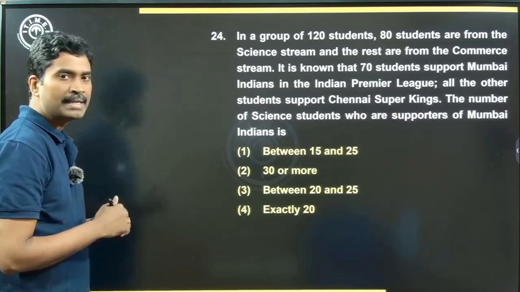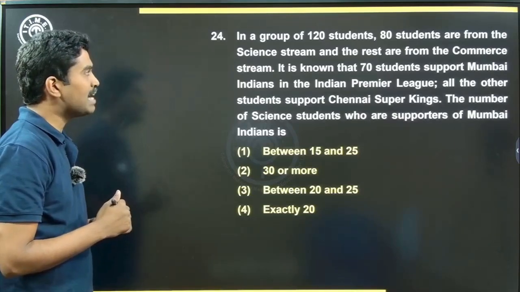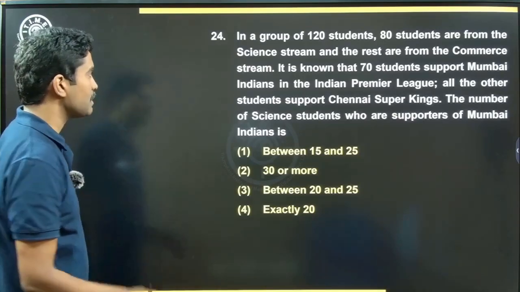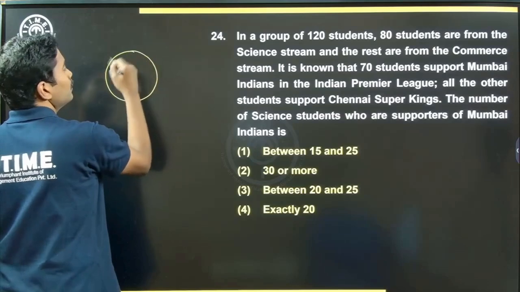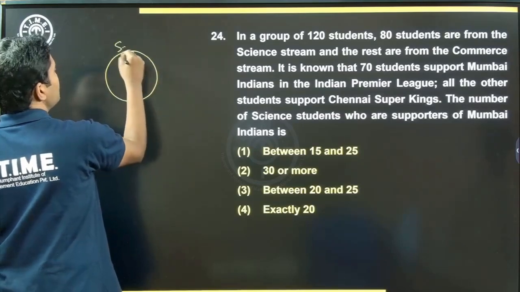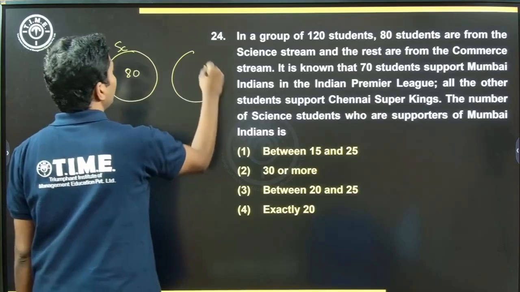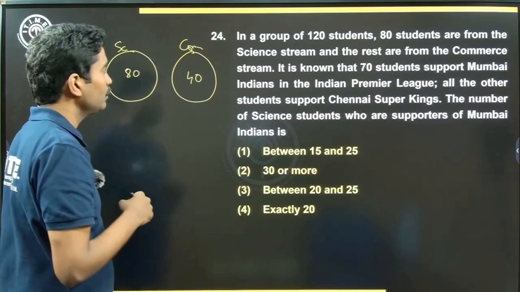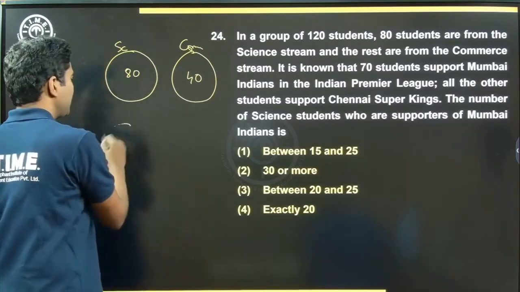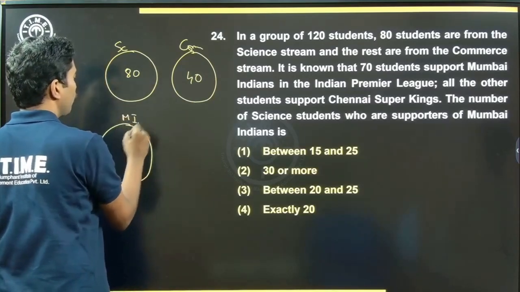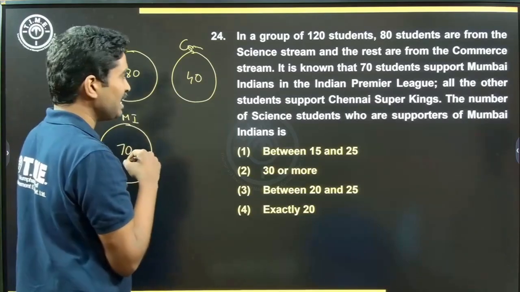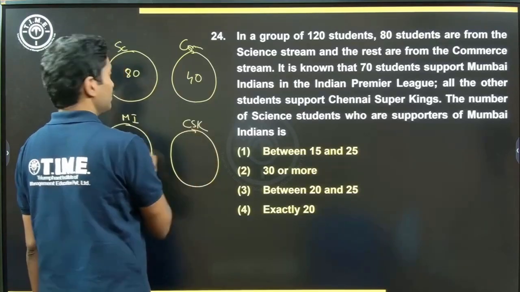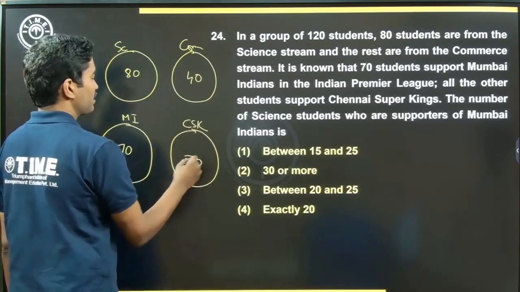Next one. In a group of 120 students, 80 students are from the science stream and the rest are from the commerce stream. All right. A group of 120, science stream is 80. Okay, and this is the commerce stream. The remaining are all from commerce stream, 40. All right. It is known that 70 support Mumbai Indians. All the other students support Chennai Super Kings, CSK. There are 120, so the remaining 50 will support CSK.